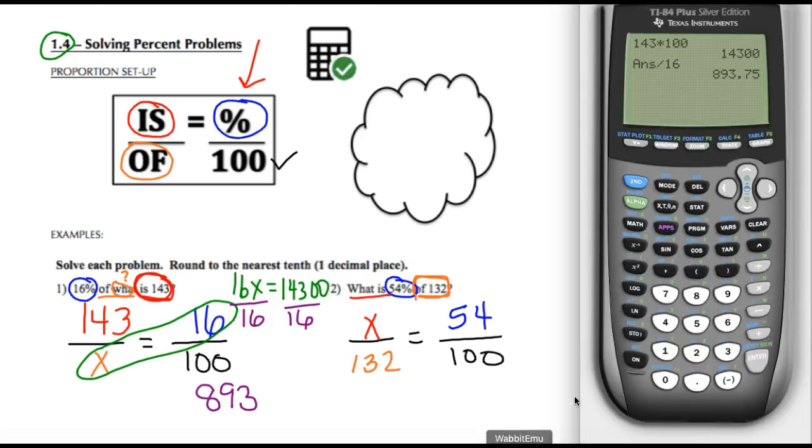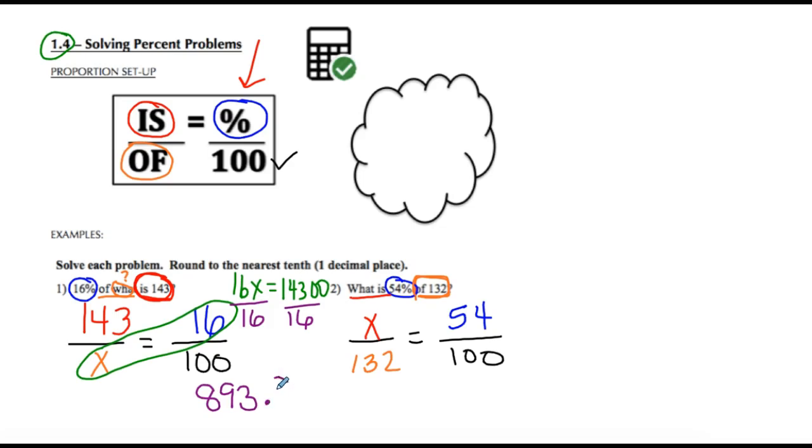893.75. And if I look at this and it says to round to one decimal, I look at my 5, okay? And having a 5 right there makes the 7 go up. So I'm actually going to put 893.8, okay? And so that's my final answer. Let's try the next one.